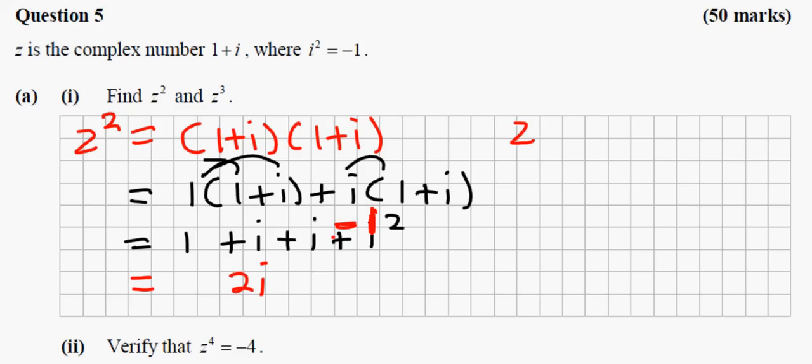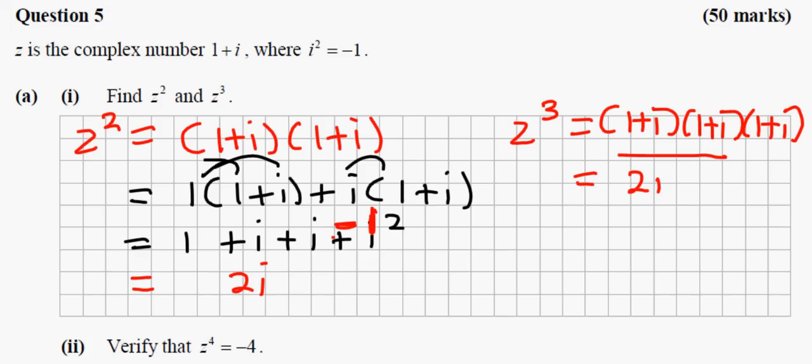Next one. z cubed is the same thing as what we did before, except there's one extra bracket at the end. However, we know the answer to when we multiplied two brackets together because we already did it over here. We know that the answer is 2i. So all we have to do is multiply 2i by 1 plus i. And what we'll get is 2i plus 2i squared. We know that 2i squared here is minus 2. So then we can read our answer here, minus 2.